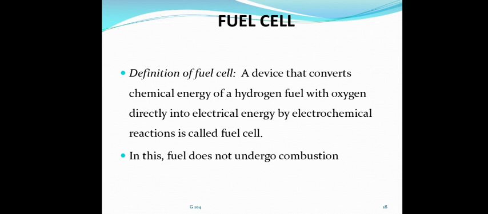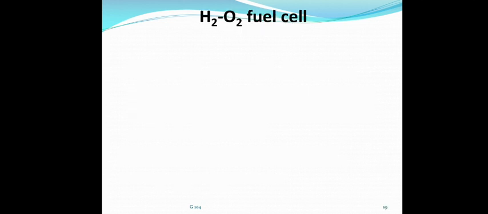electrical energy. So when you subject the fuel to combustion, it produces heat energy, is it not? That heat energy may be converted into electrical energy. But here in this case, by oxidation, by redox reaction, you are directly converting the fuel into electrical energy. Example is a hydrogen oxygen fuel cell.